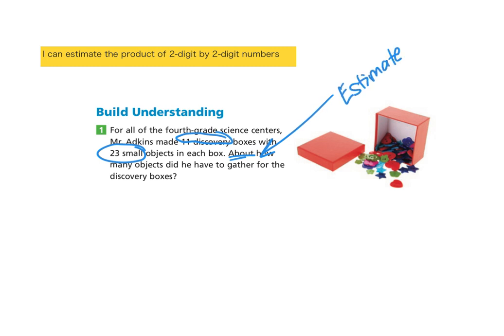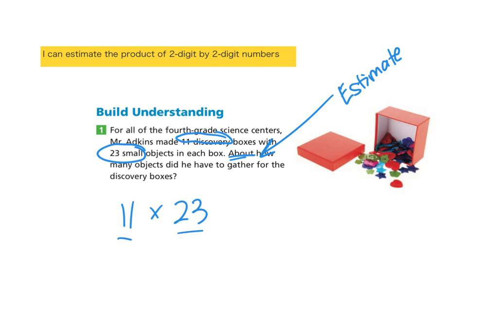All right, so if we have 11 boxes and in each one of those boxes there are 23 objects, this is going to be a multiplication problem. So we have 11 times 23. And again, we want an estimate, not an exact answer. So similar to our last lesson, we are going to round each of our numbers into easier numbers to multiply in our head. So let's start with 11.